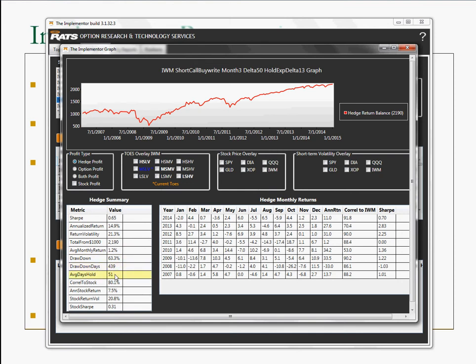The average holding period for this is 51. Correlation to the stock, you would imagine, is quite high. Buy-writes tend to be. Then you could compare the annual stock return and stock volatility to the buy-write overlay. So that's a good look at the buy-write.